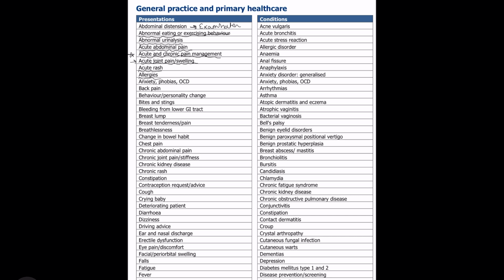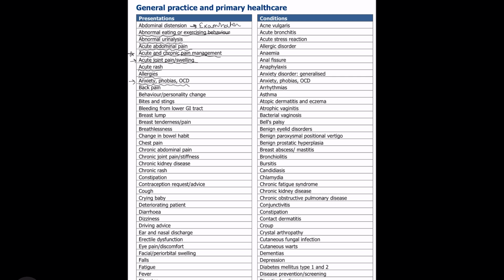Acute rash, it can be due to allergy, most likely. It can present as a rash or SOB or swelling. Anxiety, phobias, OCD are part of psychiatry, and the patient usually presents with shortness of breath in case of anxiety. It can be a panic attack. In obsessive compulsive disorder, the patient will repeatedly do the act. Back pain, another important topic. Behavior and personality change, psychiatry. Bites and stings usually come in the form of allergic reaction.